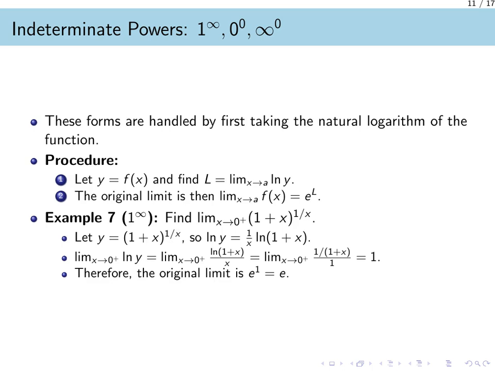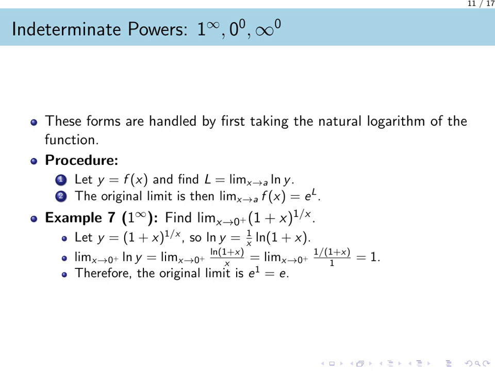Now let us see how to solve limits involving indeterminate power forms which arise when a function's base and exponent both approach challenging values. These forms are 1 to the power of infinity, 0 to the power of 0, and infinity to the power of 0. The key is to use logarithms to transform the problem into a fraction.